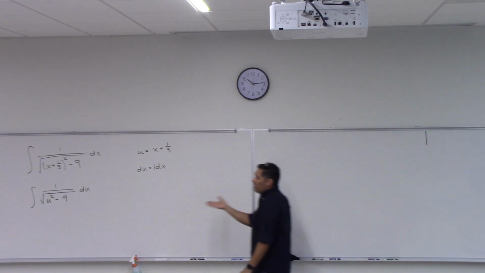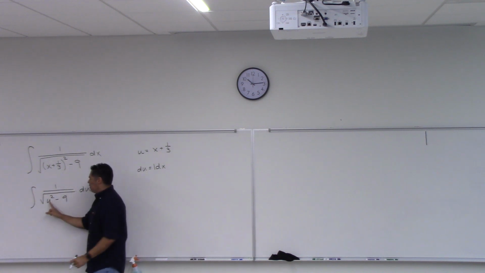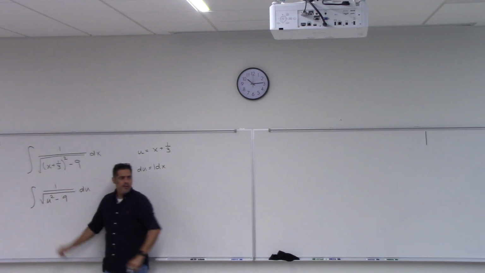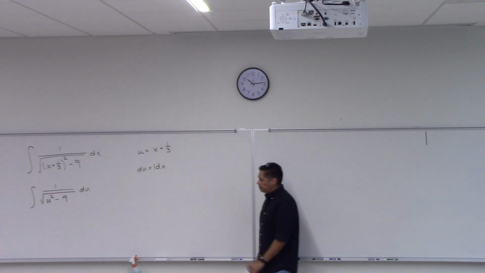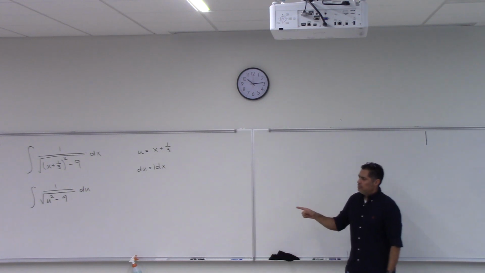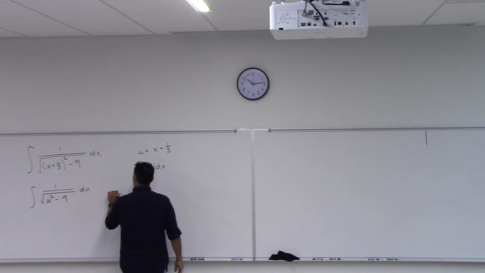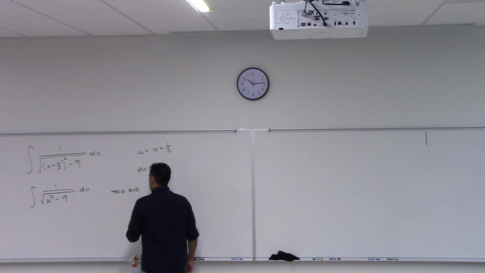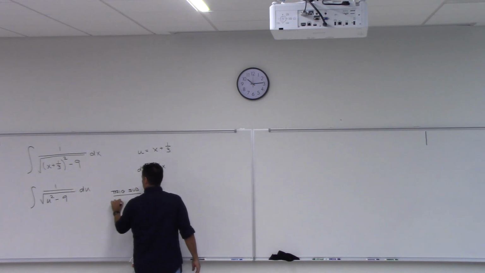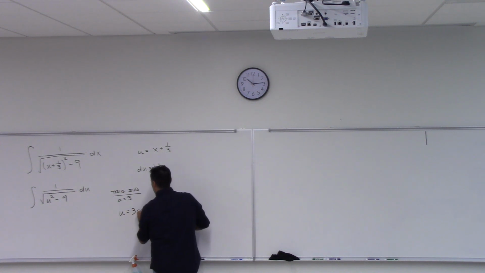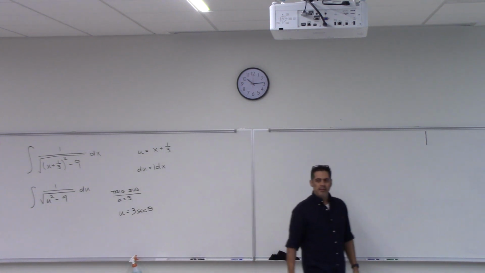Now that looks more like that form, doesn't it? Except instead of x, we have u. So it's a different variable, but we could use the same trig sub, couldn't we? What trig sub would I use here? What is equal to secant? u. So I'm going to do a trig sub here. What's a first? A is 3, right? I'm going to let u be equal to, not x, the third one, a, 3, secant theta. Are you with me here?